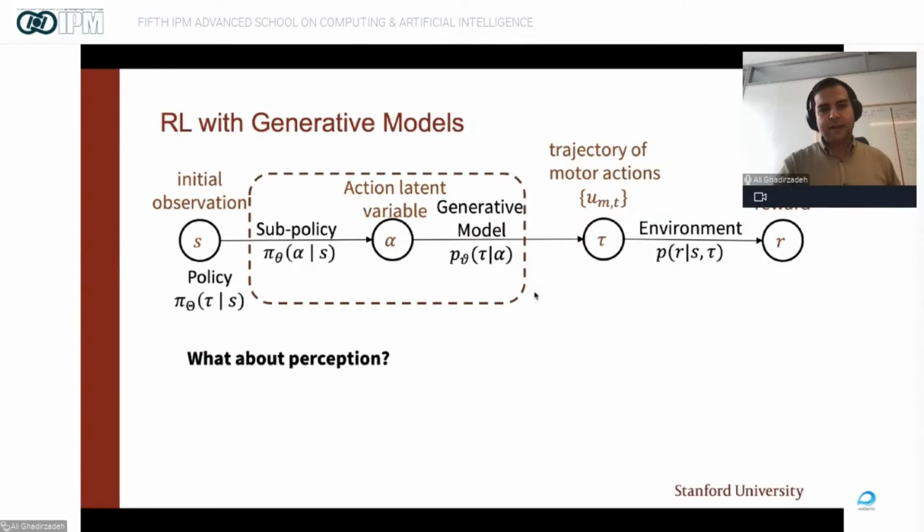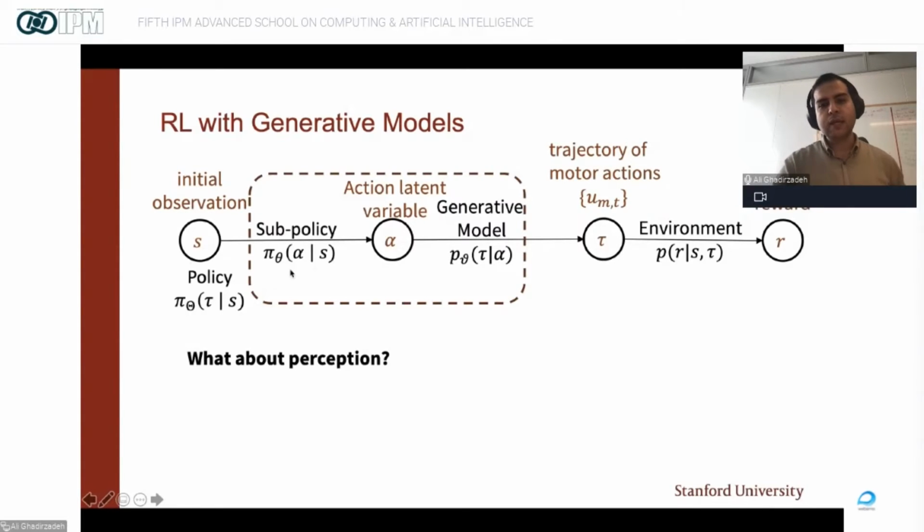Okay, so far I've talked about how we can train the generative model and how we can train the sub-policy, but what about the perception? If you remember from the previous slides, I was mostly talking about learning from a lower representation of tasks, where the position of different objects is provided to the learner, and then doing supervised learning to train the perception layers of the deep policy as well.